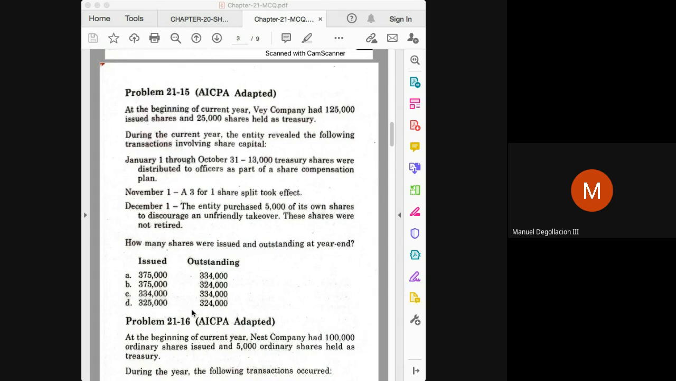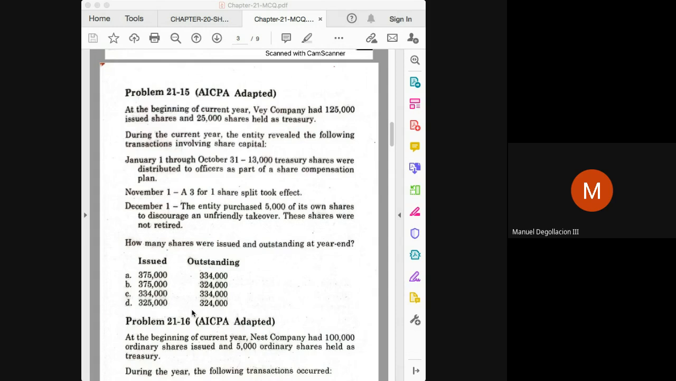November 1, a 3-for-1 share split, and then the entity purchased 5,000 of its own shares to discourage an unfriendly takeover. These shares were not returned. So December 1 is basically additional treasury shares. So we had issued shares of 125,000. The January 1 through October 31 transaction will not affect our issued shares because the shares that were issued there were already previously issued. Those are not newly issued.